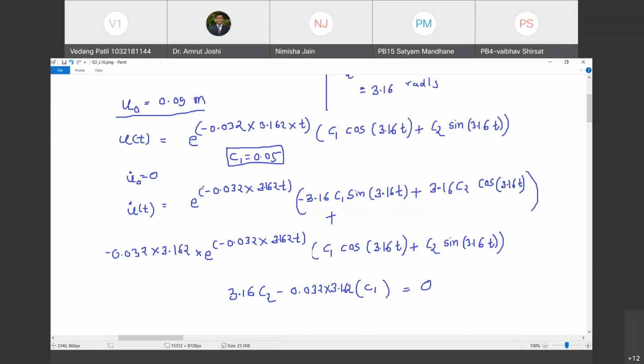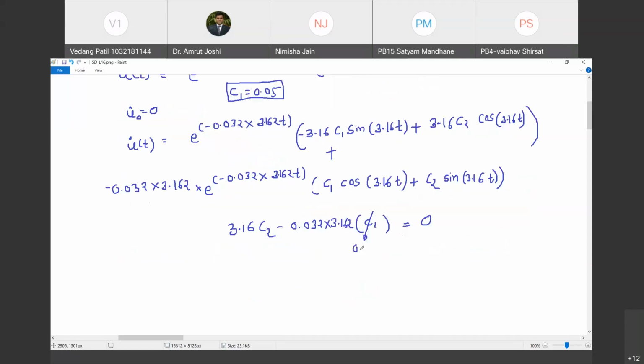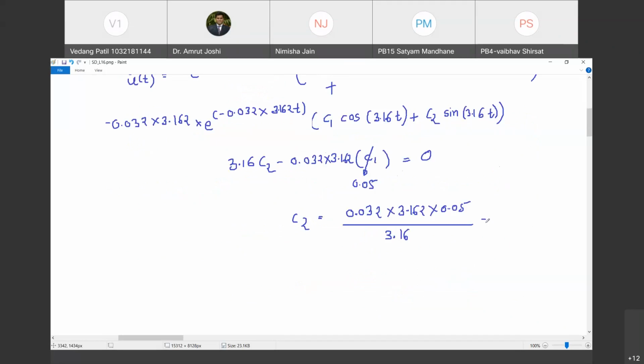What is the value of C1? We know the value of C1, it is 0.05. So how much is C2? C2 is therefore 0.032 multiplied by 3.162 multiplied by 0.05, divided by 3.16. You may be tempted to cancel these two things out. It is not going to cause much difference, but don't do that. You have calculators. Calculate the value of C2. Tell me how much is C2.